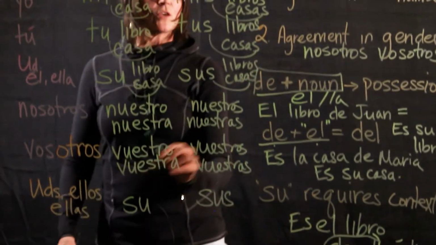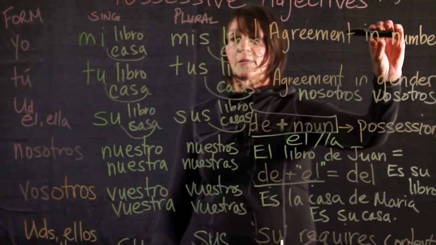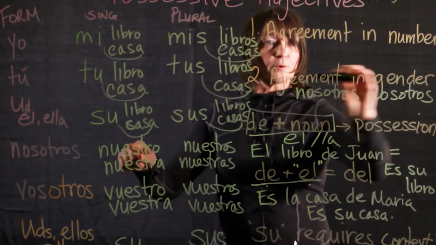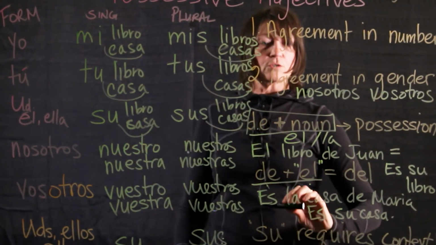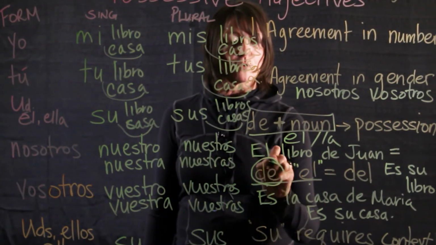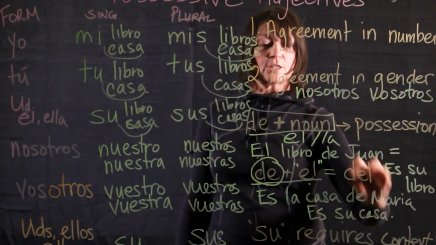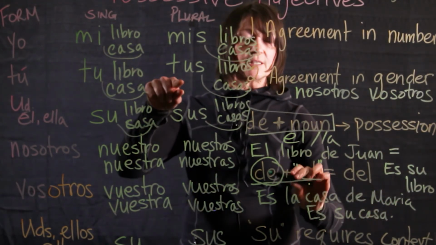Okay, so just to review, here are your possessive adjectives. Agreement in number for all, agreement in gender for nosotros, vosotros, and then here is this de is central to forming the possessive constructions when you're not using the adjectives.